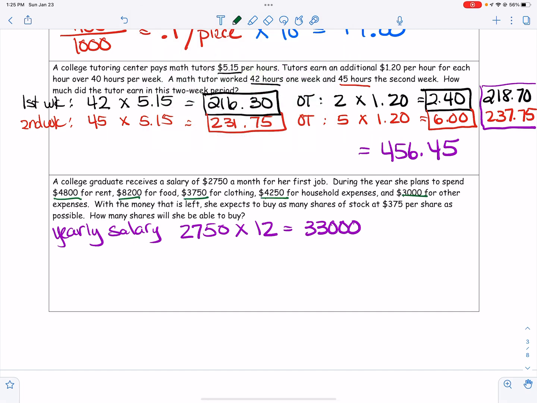So now we have expenses for the year, and so I'm going to underline these, and then basically you are just going to add these up. So if I take 4,800, 8,200, 3,750, 4,250, and 3,000, and I add these up, that's 10, that's 20, 6, 10, 18, 19, 20, 21, 22, 23, 24. So that would be 24,000.